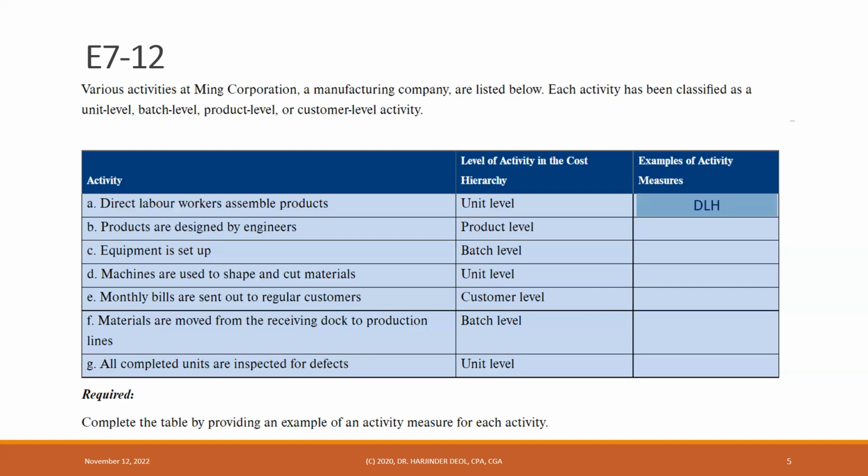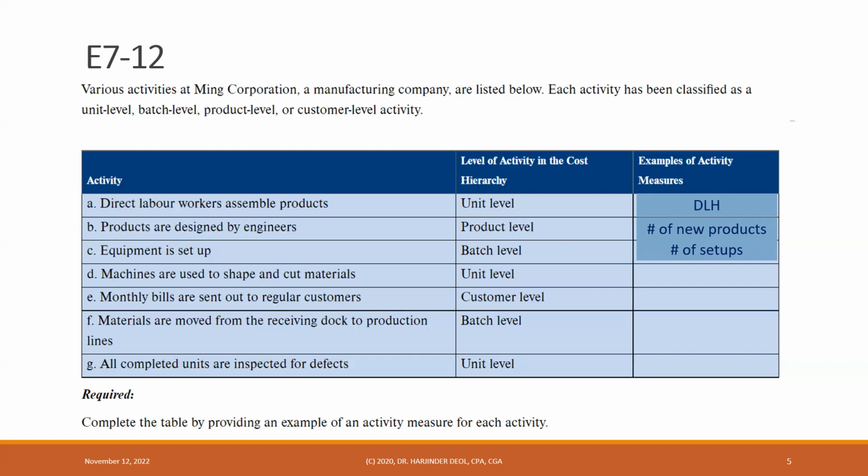The second one, products are designed by engineers. It's classified as a product level cost. So if you're talking about products being designed by engineers, perhaps the number of new products designed could be a measure. A batch level cost is equipment setup. Well, perhaps an activity measure for this would be the number of setups.